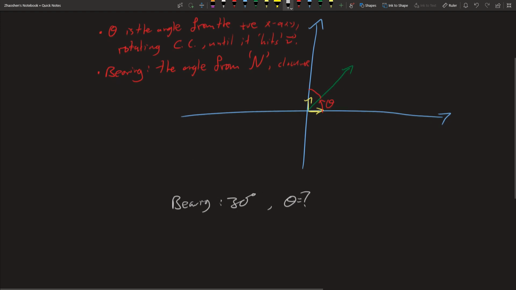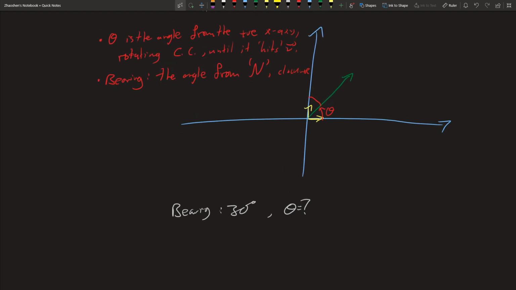Now, from the definition, bearing is the angle from north, which is positive y, right? Let me actually label my axes first, x and y. Bearing 30 degrees means I want to go from positive y, rotate clockwise 30 degrees, like this. That is about 30 degrees, right? We want to find this angle here. This is theta. We know that 30 plus theta is 90. This means that theta is equal to 60 degrees.